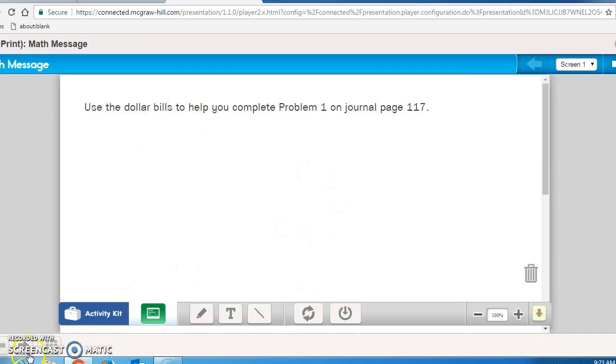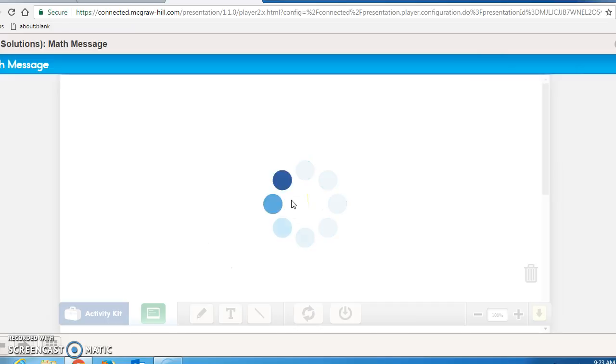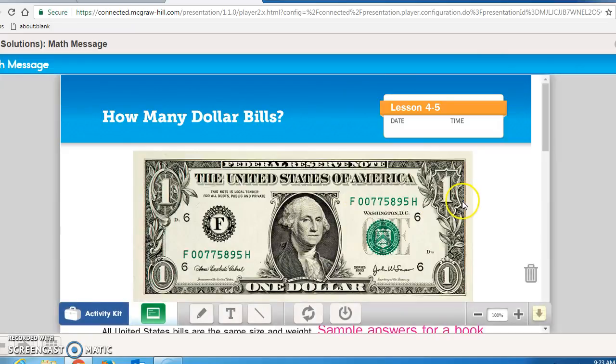And again, use those same dollar bills now to help you complete page 117. It reads, this picture of a dollar bill is about the same size as an actual dollar bill. All United States bills are the same size and weight. How many bills did it take to cover your book? And make sure you make a sketch of that on this page. The second part says to pretend the pages in your book are made of $5 bills. How much money would you have then? Show and tell me how you figured that out.